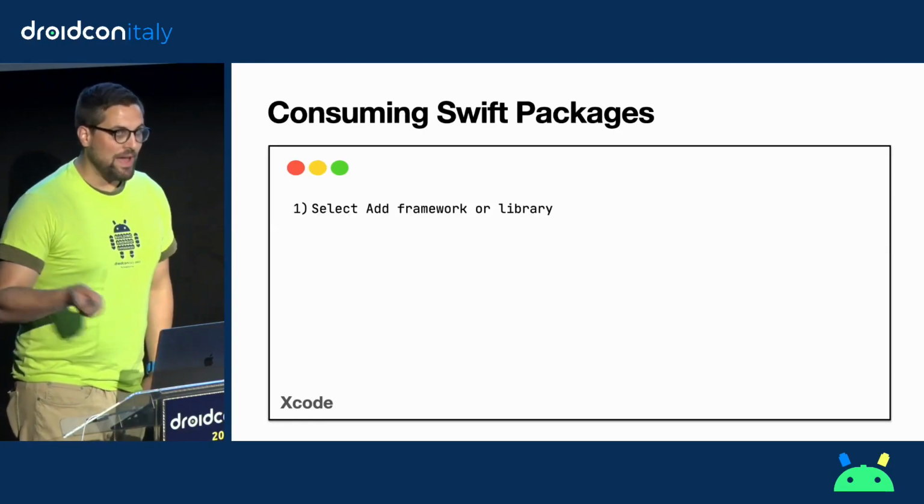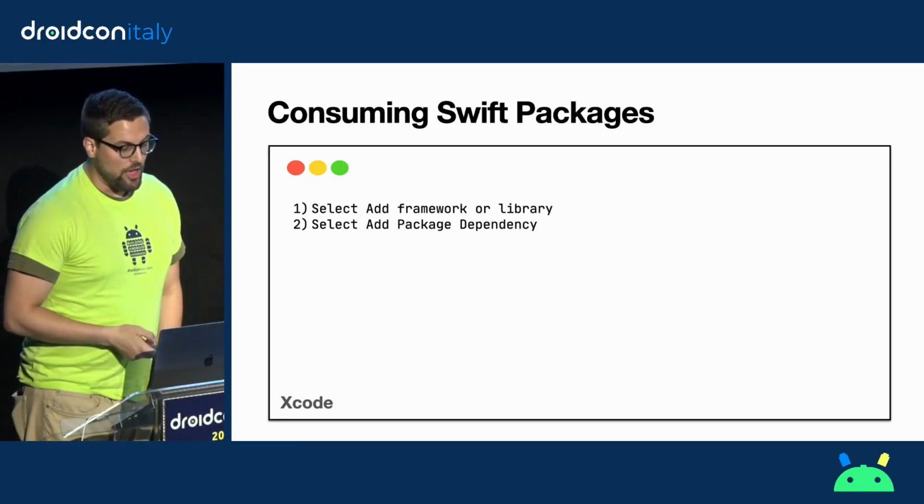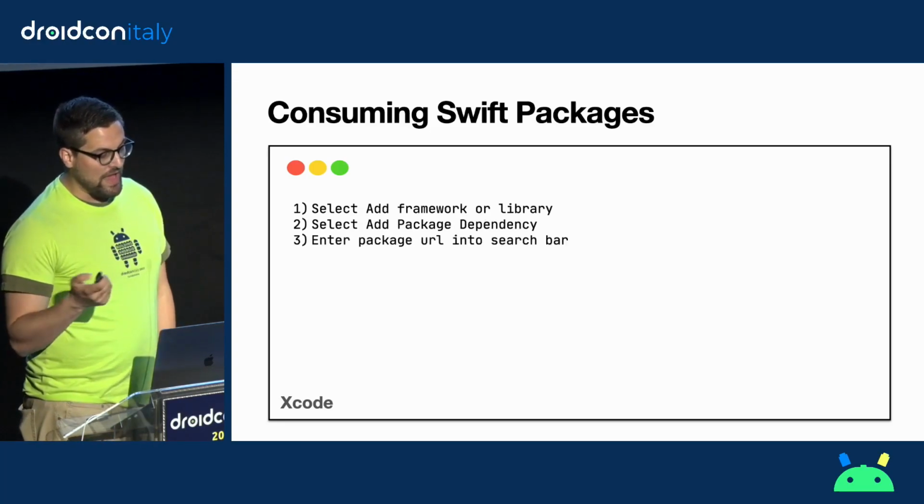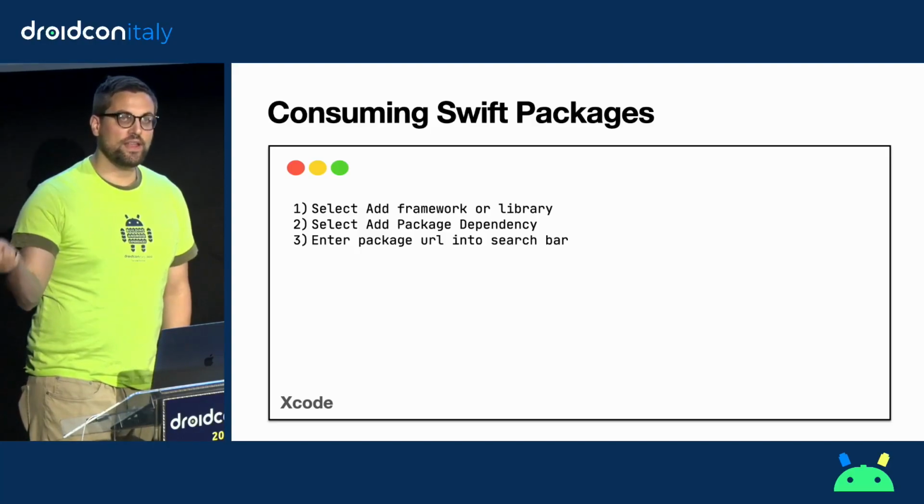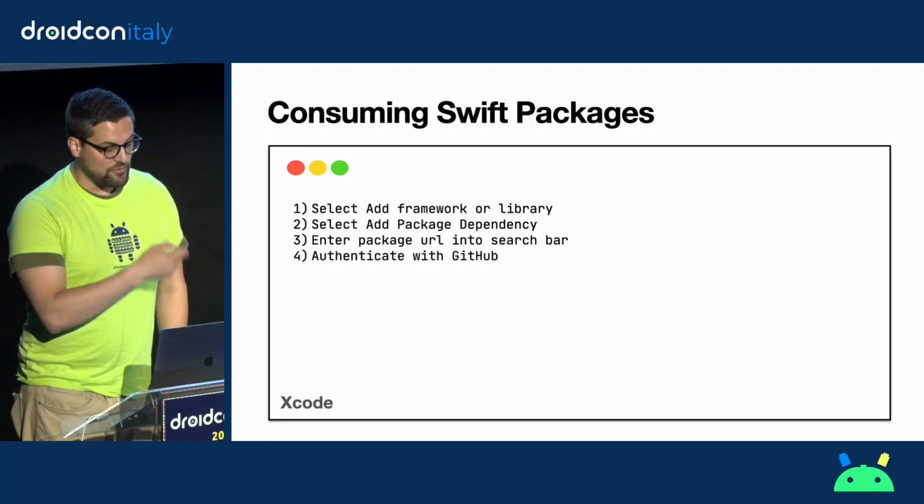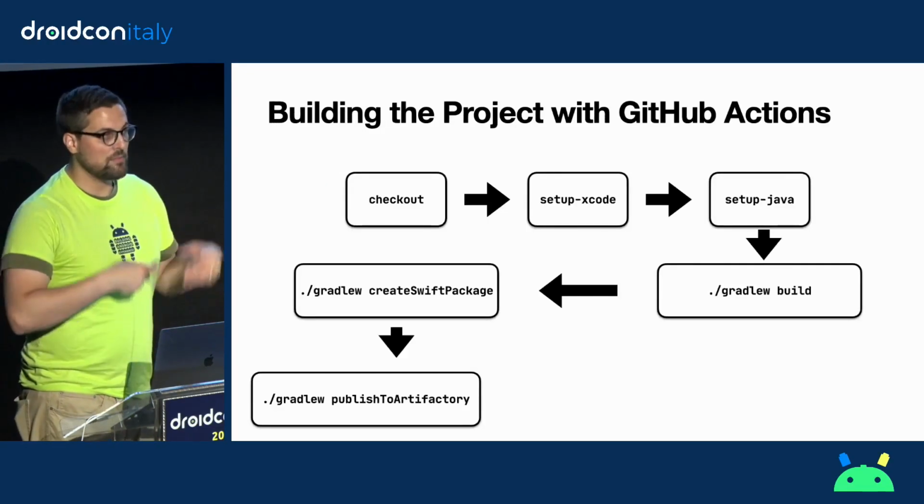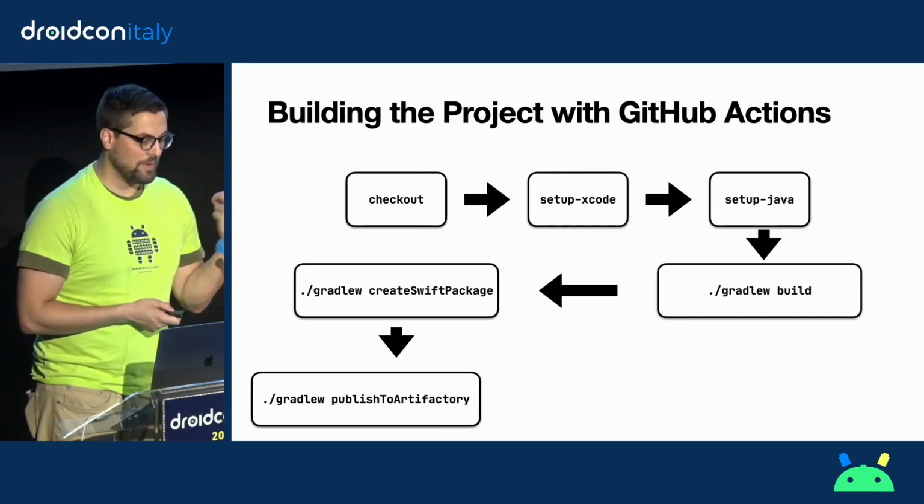So once we have the package, whether it's the short-term or the long-term solution, the integration is the same. We go into Xcode, we add new framework or library, we point it at the GitHub repo, and we have to make sure we're authenticated with GitHub to access it. We add the package, and boom, Xcode can now resolve that Swift package for us.